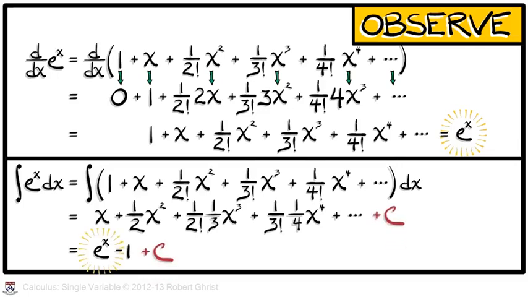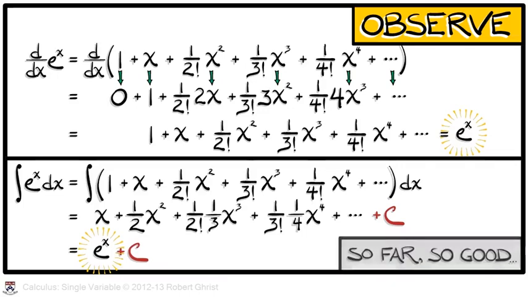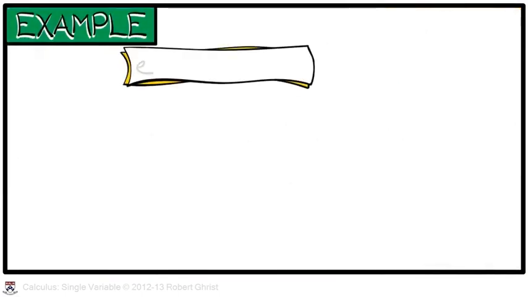However, we have forgotten, as one often does, the arbitrary constant out in front. We can absorb that negative 1 into the arbitrary constant, and what we have obtained is, up to a constant, e to the x. That bodes well. Let's see what else we can do.